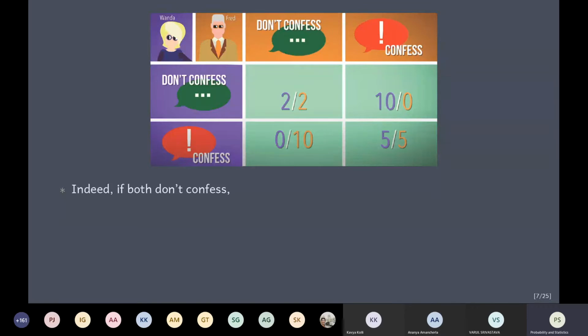Anyway, I will continue. So let us say indeed, if both of them don't confess, then it is the best for them. It's like 2-2. That's the minimum term that they can hope for together. But the point is they are greedy, so they will think of getting away with 0 term. Even 2 years in jail is not really a good idea, so they may not trust each other, right?